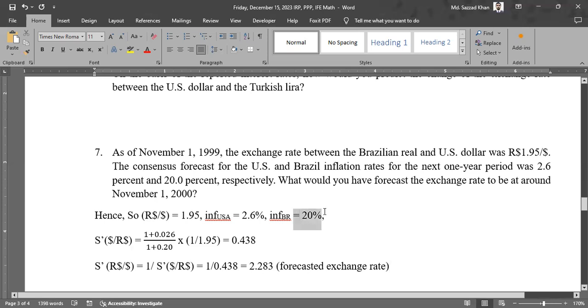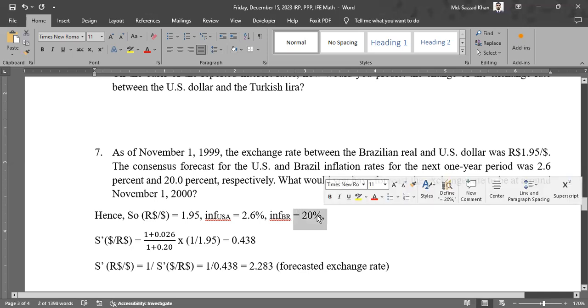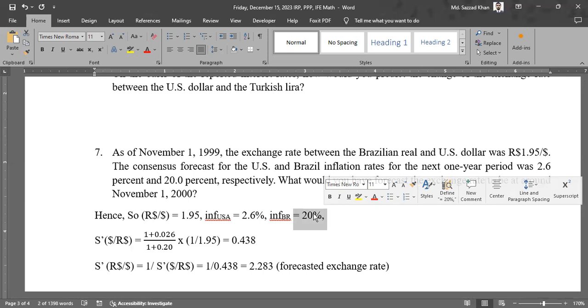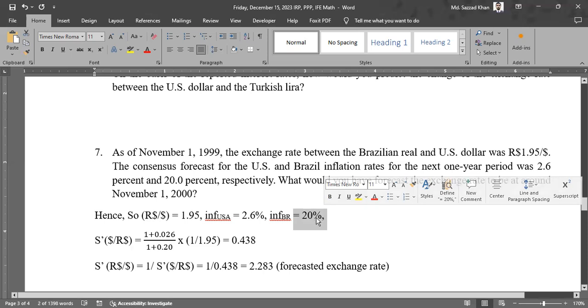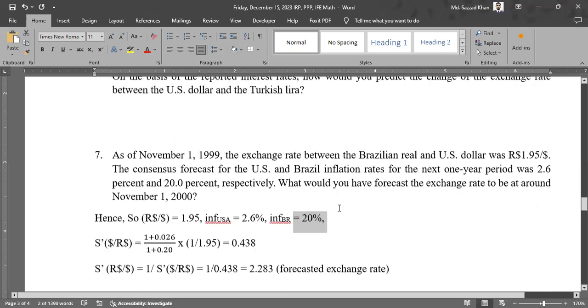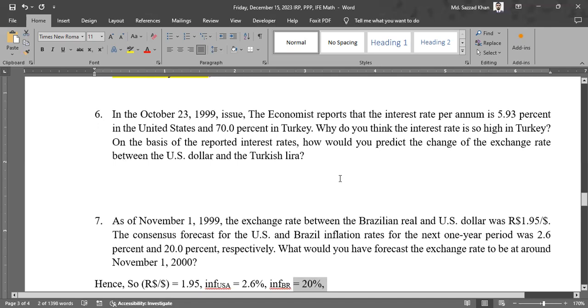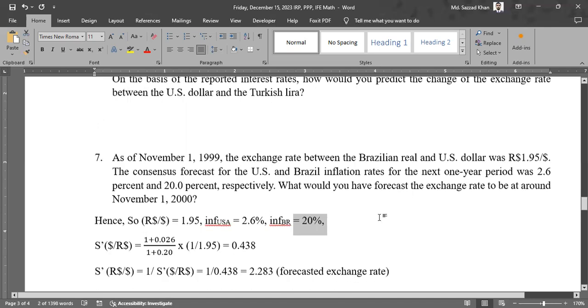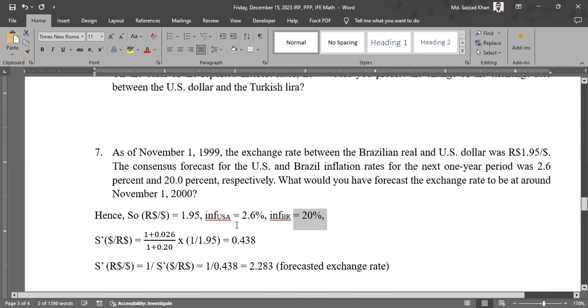And as you can see, the Brazilian currency is having a huge inflation. It also suggests that when a country is having a huge inflation, the country's currency will depreciate against the other currency. So yeah, we can pause the video and again try to see and understand. Okay. This is where the purchasing power parity works.